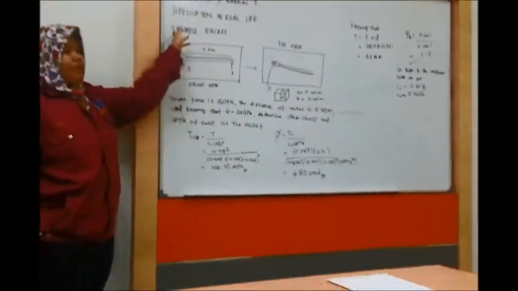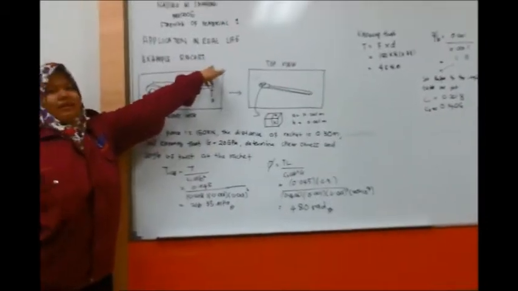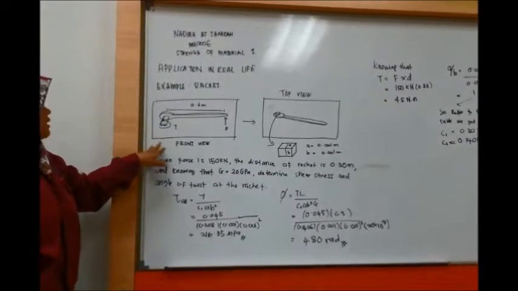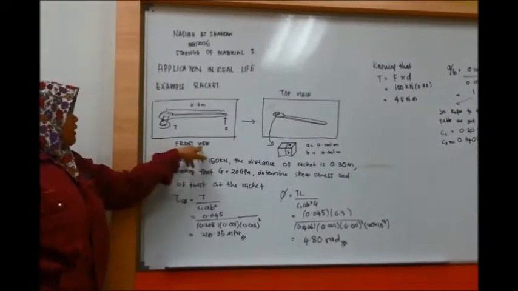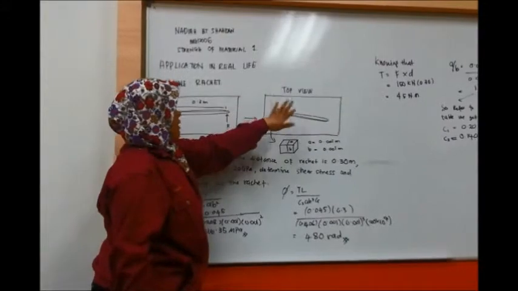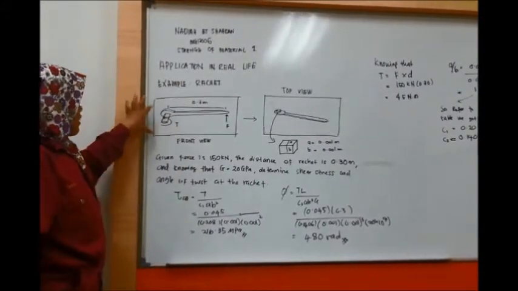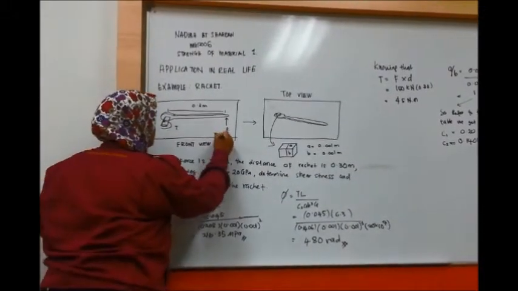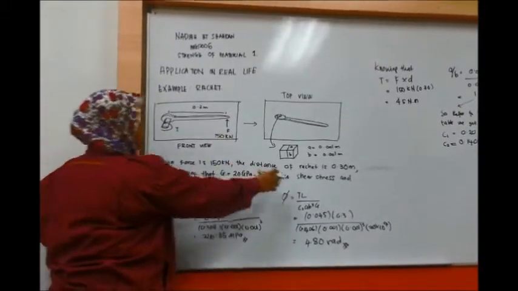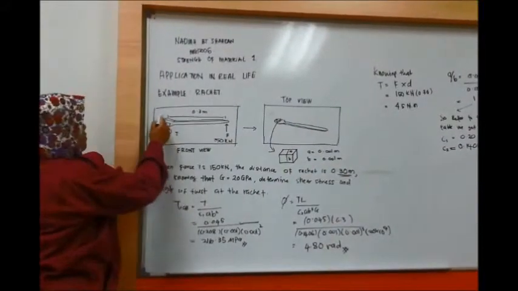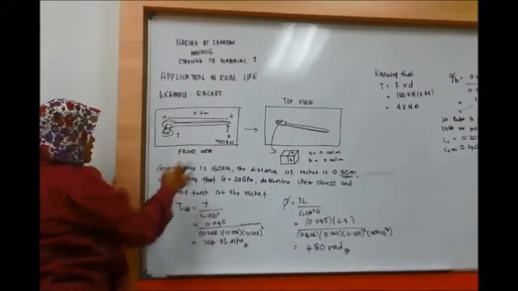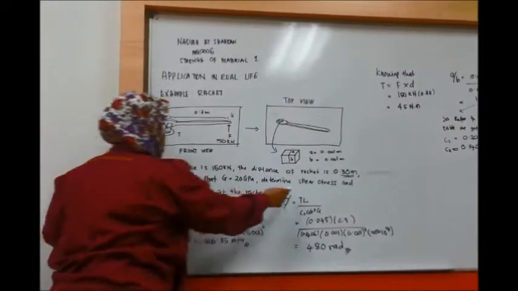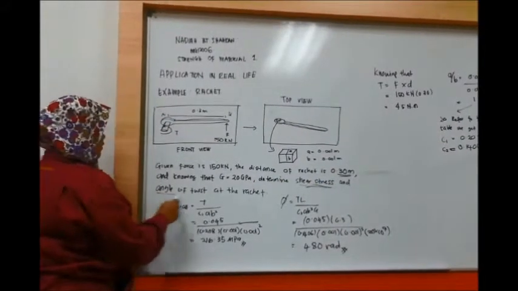This is an example of a ratchet in our real life. There are two images: the front view, and the side is the top view. As you can see, the given force is 150 kN. The distance of the ratchet is 3 meter, from A to B, and knowing that G is 20 gigapascal, determine the shearing stress and angle of twist.